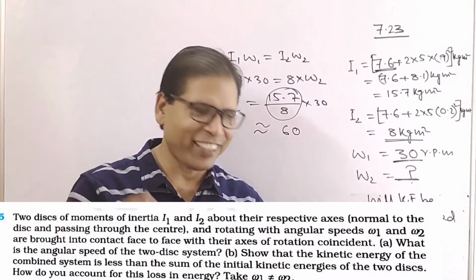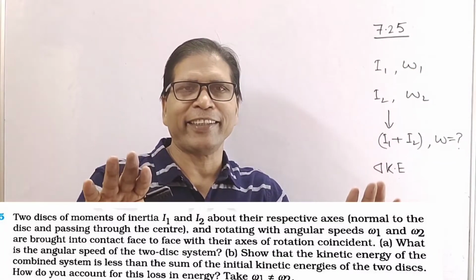Okay. Now next. Two disks with moment of inertia I1 and I2 are rotating with angular velocities omega 1 and omega 2 about their respective axes. Now they are brought in contact. Find the final angular velocity and the loss of kinetic energy.